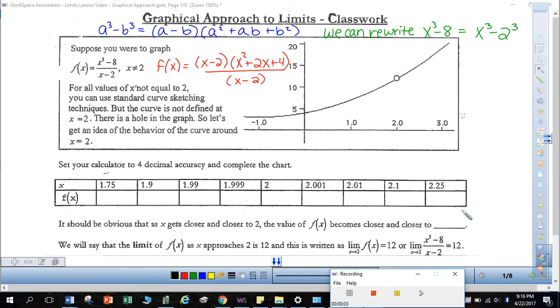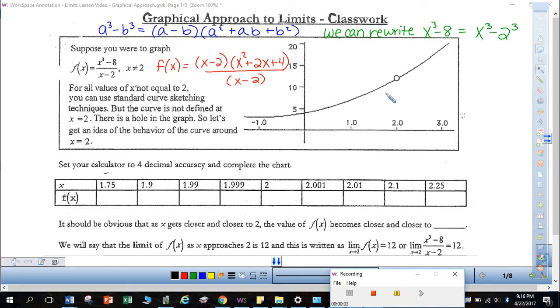Limits are an important concept in calculus, and today we'll be looking at a graphical approach to limits. Suppose you were to graph this function, x cubed minus 8 over x minus 2. We know that x cannot equal 2 because that would cause our denominator to be 0. However, it will not result in a vertical asymptote because we can factor our numerator and actually cancel the common factor of the x minus 2's. That would just create a hole in our graph, as we can see drawn here.